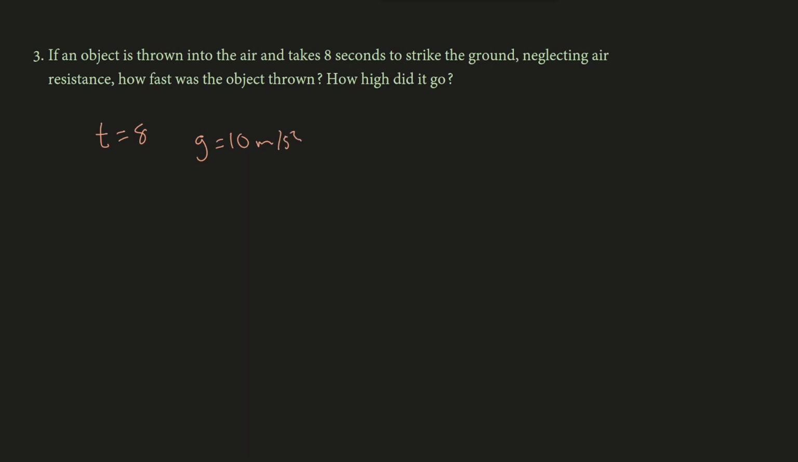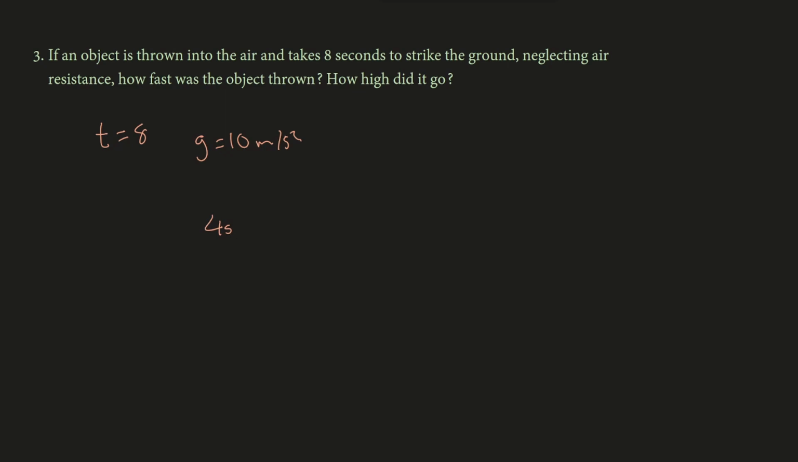Well, if you remember, the velocity on the way up, the maximum thrown velocity, will match the maximum velocity on the way down. And what this tells us is the up trip takes an equal amount of time as the down trip. So basically, we can rephrase this as: if an object takes 4 seconds to fall to the ground, how high did it fall from, right?